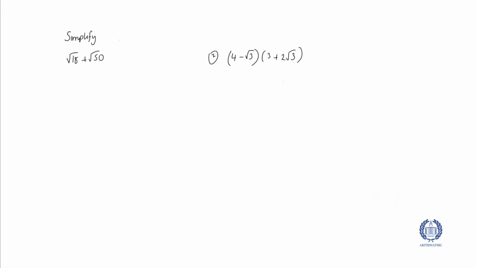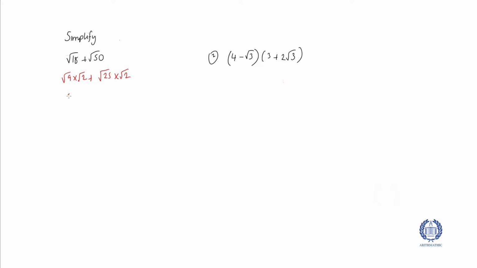Right, have a go at these questions, and then once you finish, play the video again and see the worked solution. So if we split root 18, we can say that is root 9 times root 2, plus root 50 can be said as root 25 times root 2. Remember, I'm just trying to get a square number, right?